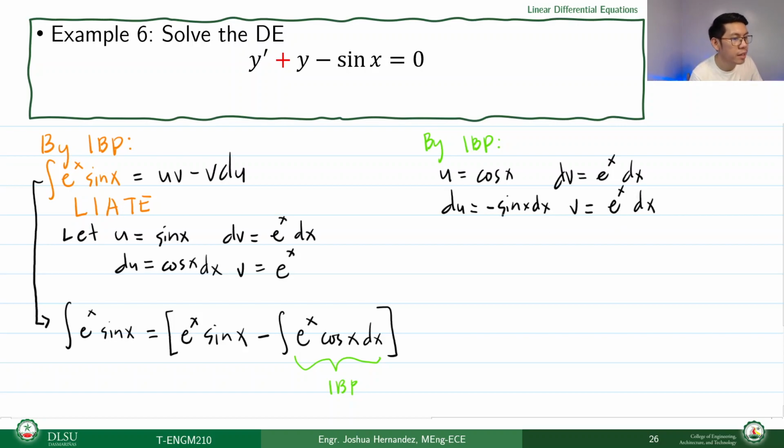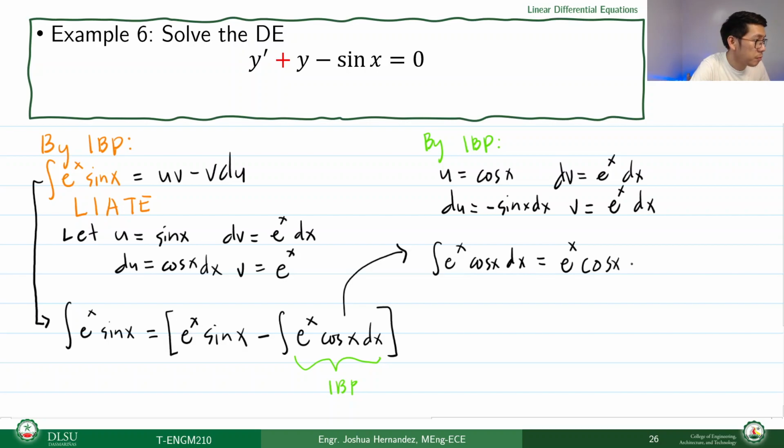So, defining yung ating IBP, the integral of e to the x cosine x dx is actually equivalent to uv minus v du again, which is e to the x cosine x minus v du. So this v and then this u. Since negative siya, negative will become positive: the integral of e to the x sine x dx. Naku, paano na yan?